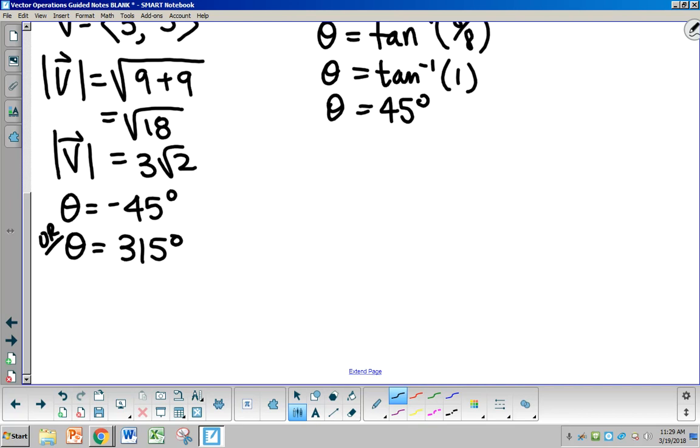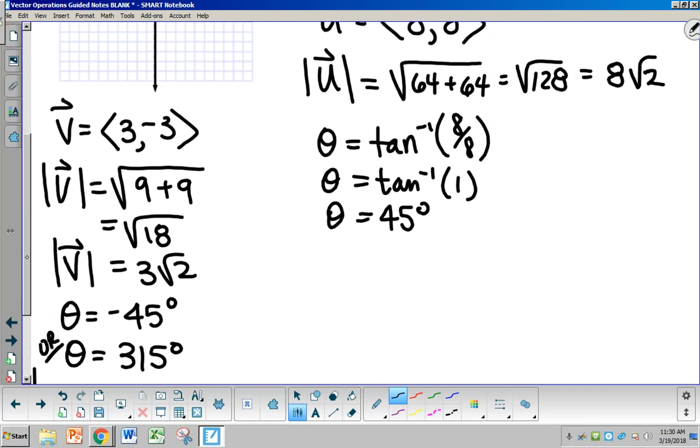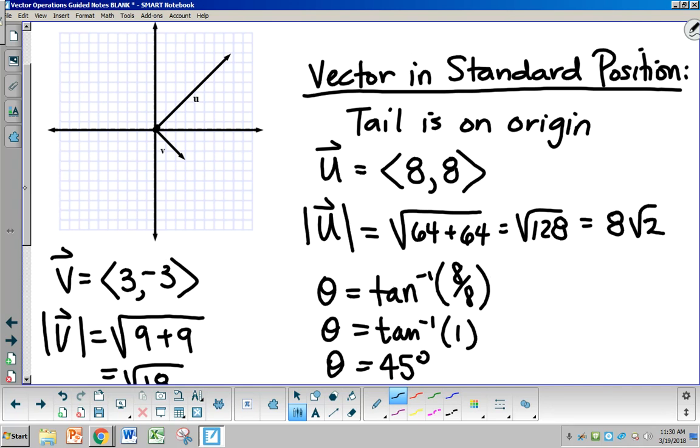Now, do we remember how we were going to add these vectors? Tip to tail. Tip to tail, yes. So which way would you like to go? Would you like to move V? Yeah, we'll move V. We could move both of them. No, let's move just V.